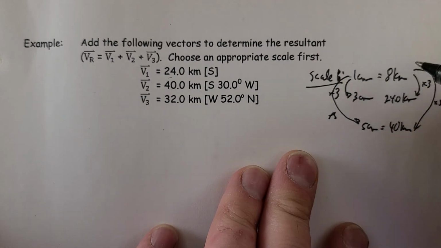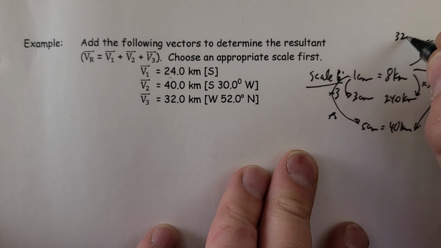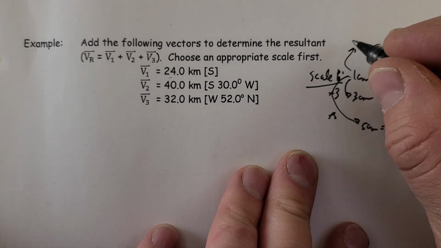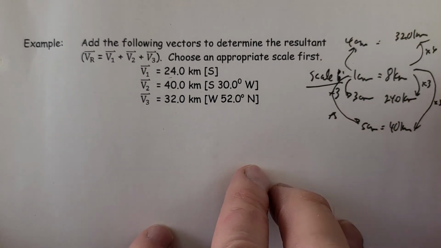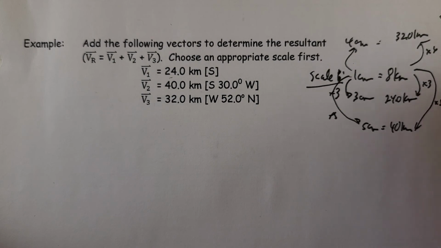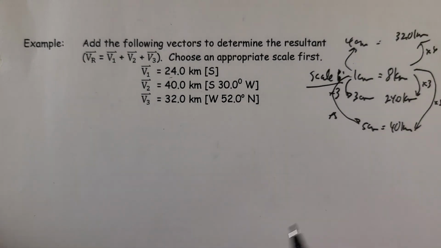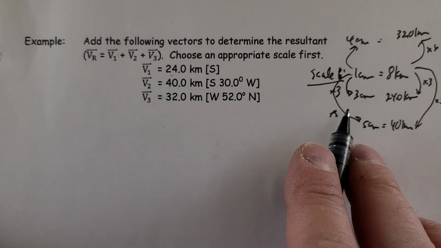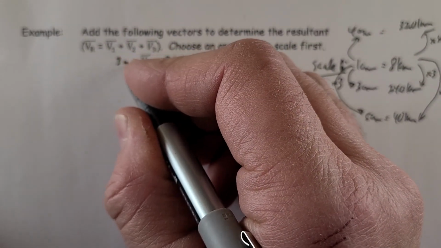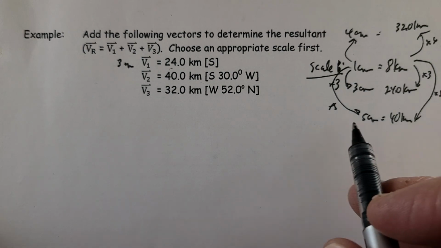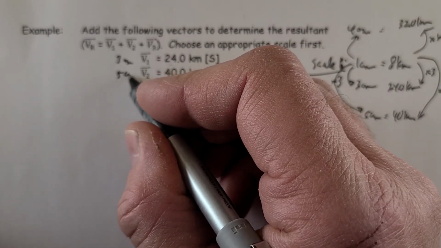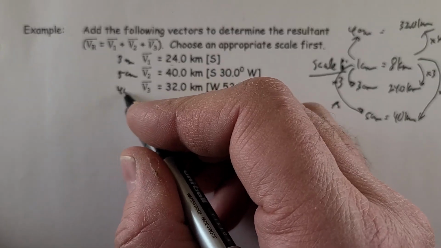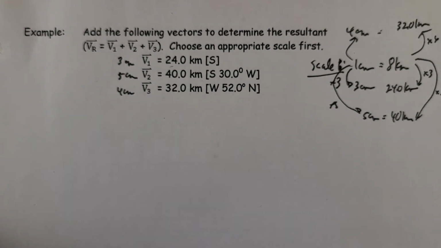And then to draw that last one, something that's 32 kilometers long, that's of course times 4, so I would make it 4 centimeters long. All right, so now that we have the scale and we know how long we're going to make each one, we're going to make V2, the 24, we said it's 3 cm. This 41 we're making 5 cm, and this one we're making 4. Doesn't hurt to do that just so you know how big to make it.